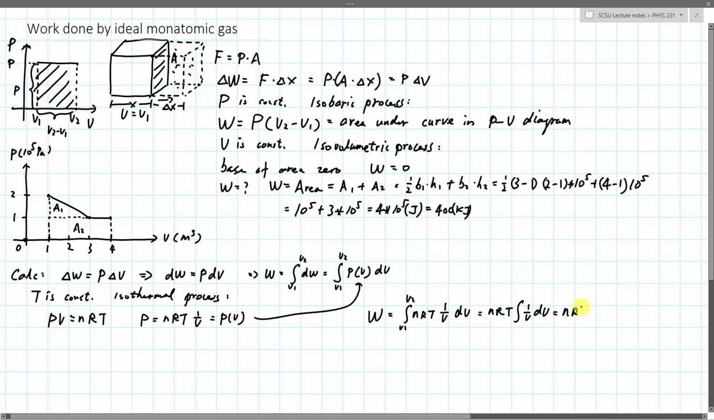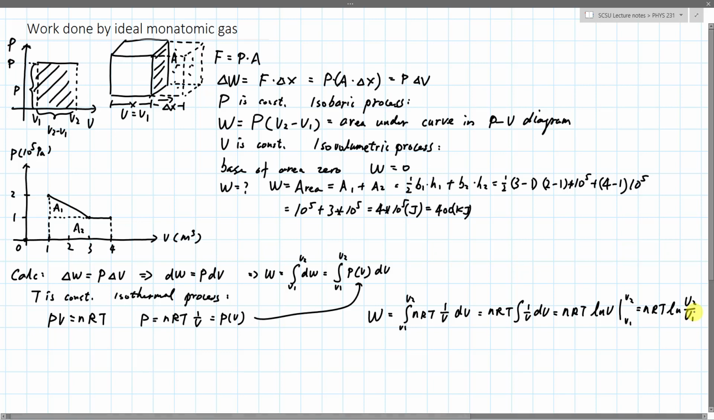So nRT natural log of V, and we have limits V1, V2, and if you plug it in, you get natural log V2, then minus natural log V1. The natural logs, subtracting two natural logs, you can have their arguments divided by each other. So that's a very useful relationship. So that's V2 over V1. The 2 is the final volume, and 1 is the initial volume.